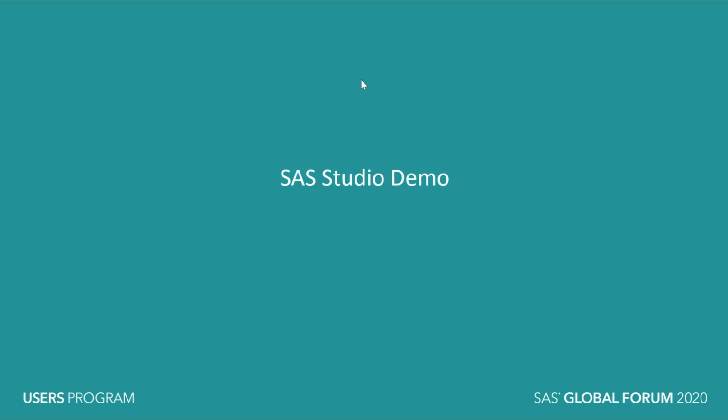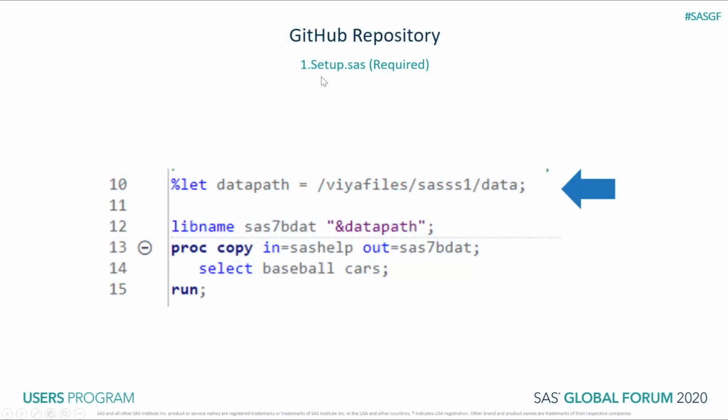Let's refresh our memory. Remember, for the setup.sas program, you must run this program before you run any of the other programs in the GitHub repository. It's line 10 you need to modify so the macro variable data path points to a path that SAS Viya has access to.